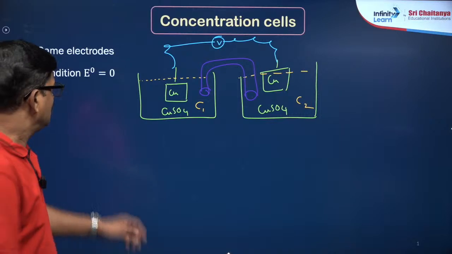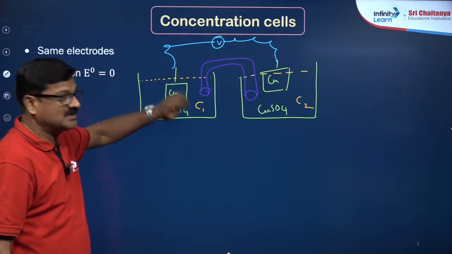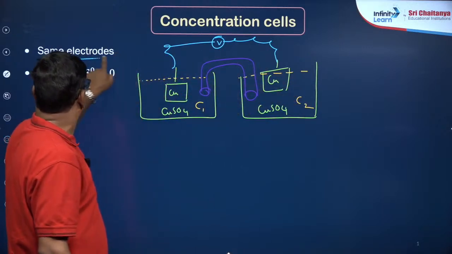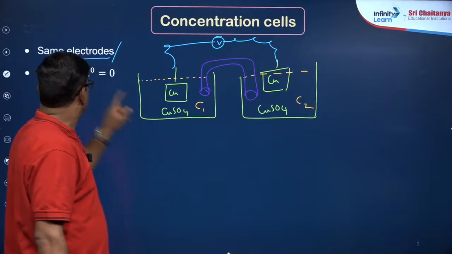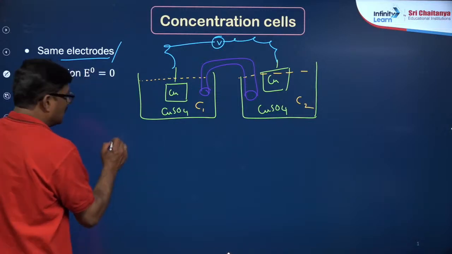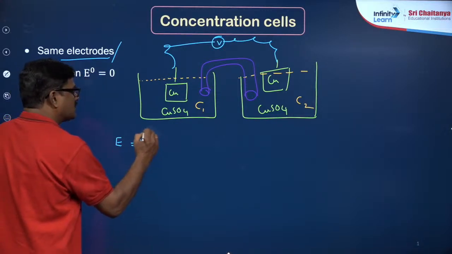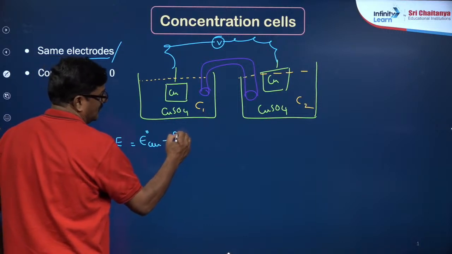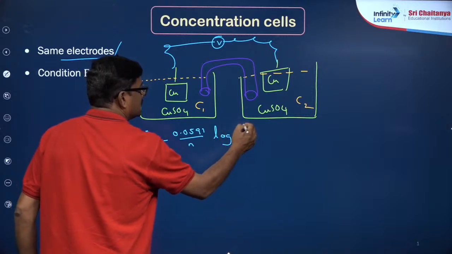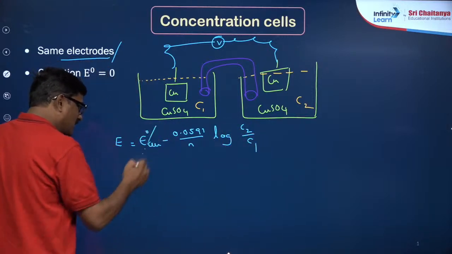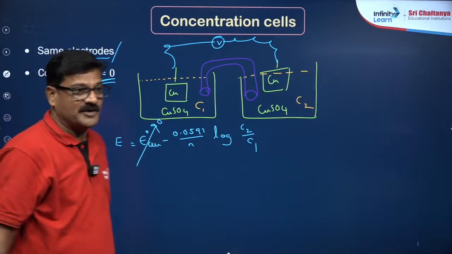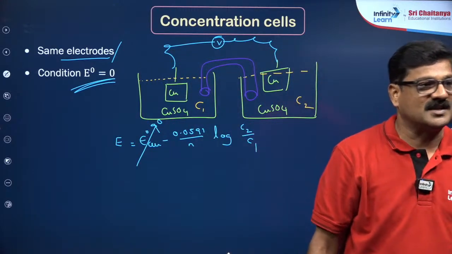Understood? So one experiences some electrode potential, the other experiences a different electrode potential. Same electrode and electrolyte but different concentrations. So since electrode and electrolyte are the same, EMF is equal to E0 cell minus 0.0591 by n log C2 by C1. So the value of E0 should be taken as 0, because the electrode is the same. As long as the electrode is the same, the E0 value will be the same.